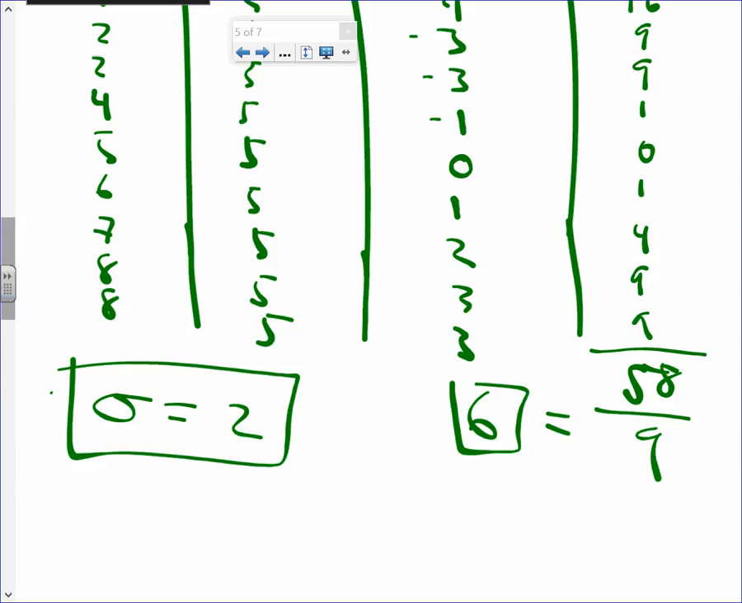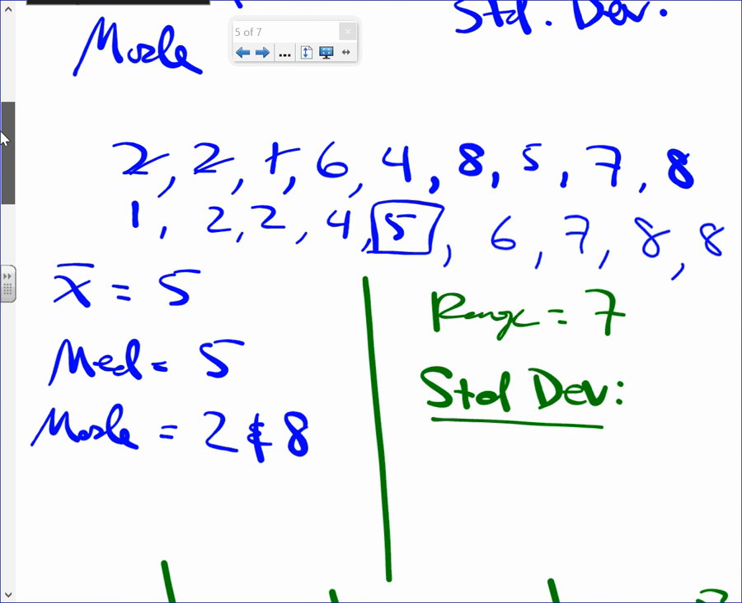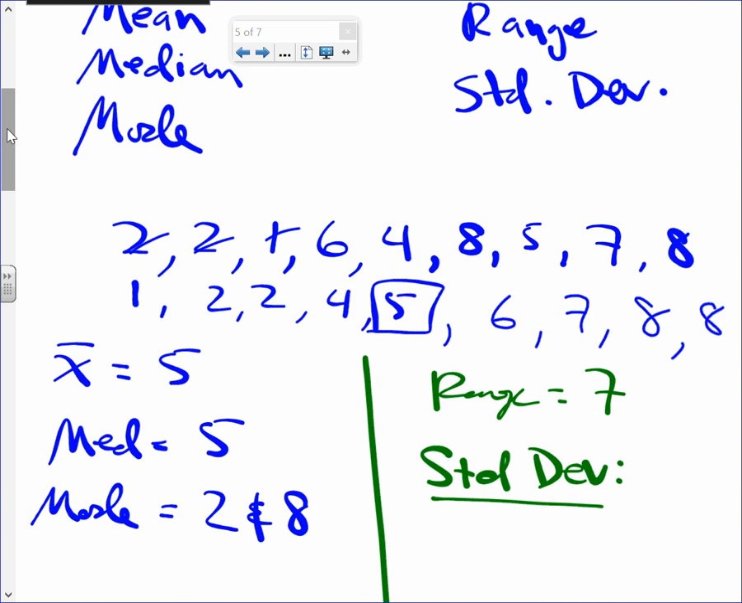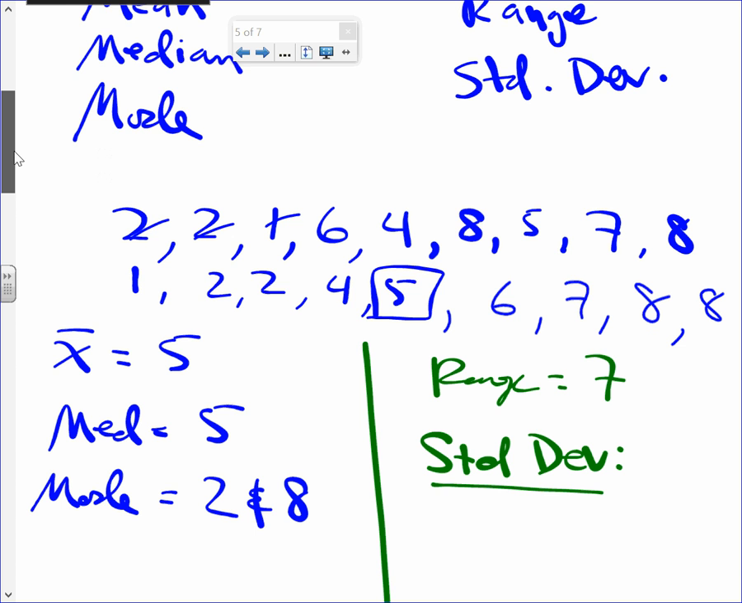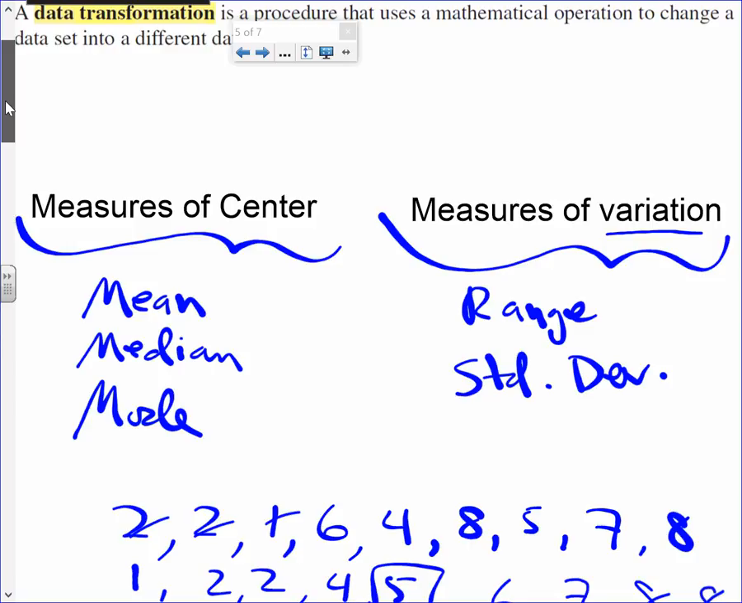All right, now, what I'm going to do. So what have we done? Your data of how far away you live from Park West, we found the measures of center, the measures of variation, all of them. Now what would the effect be on the measures of center and the measures of variation if I added 2 miles to everybody's commute? Every single one of you, I'm going to add 2 miles.